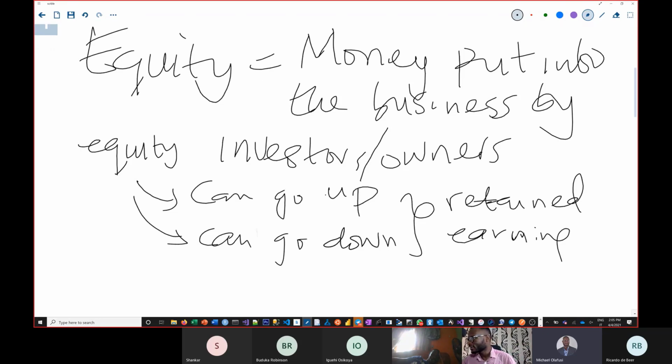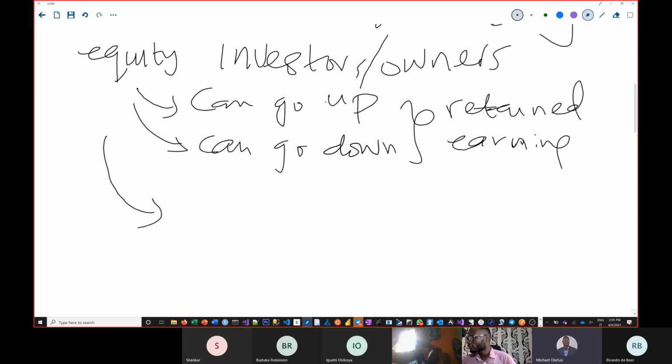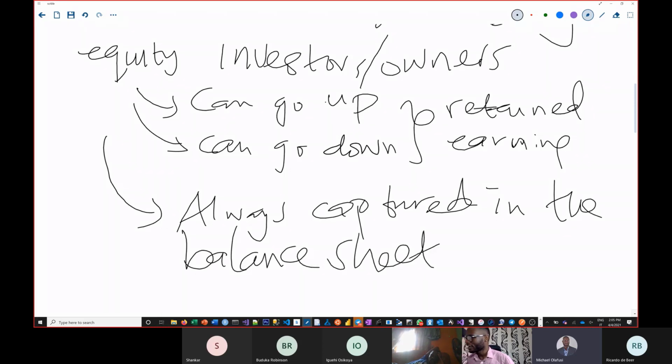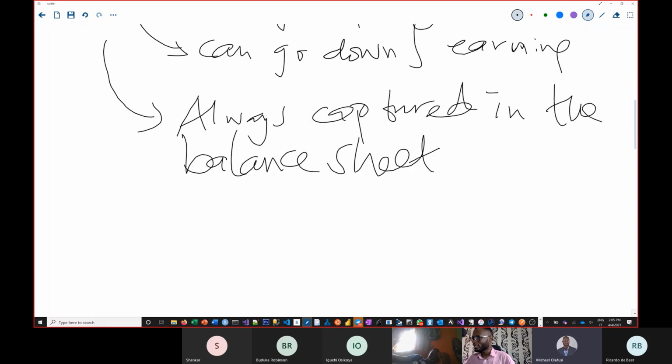So the nice thing is that this equity we are talking about is always captured in the balance sheet, right? Okay, so that is the equity we are talking about. The equity we are talking about is fairly easy to compute. Even if you don't want to compute it, once you ask for the company's financials, you will always see it there. You will always see it in the balance sheet, what the equity is, okay?